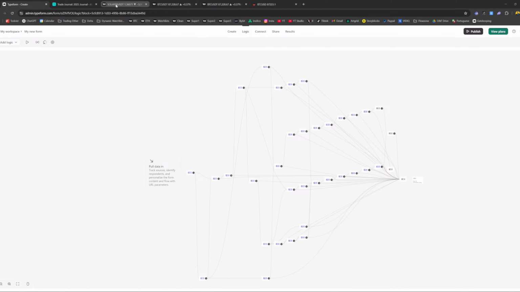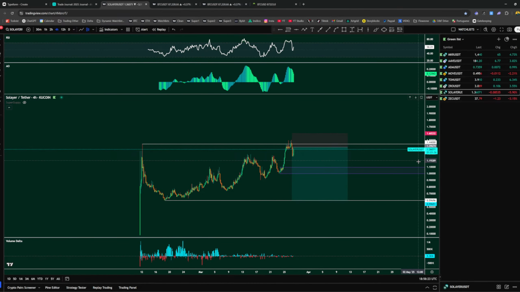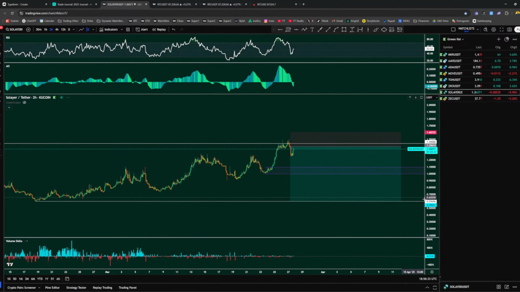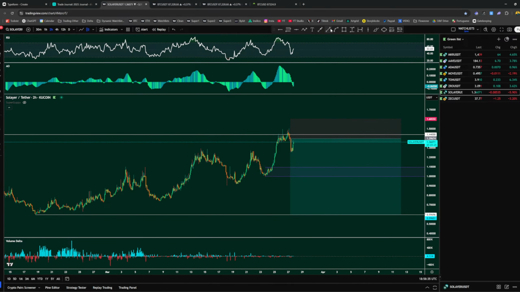Right, actually I've got one here. I took a position on Solaya, however you pronounce it, earlier today. It was a 2-hour bearish divergence trade.